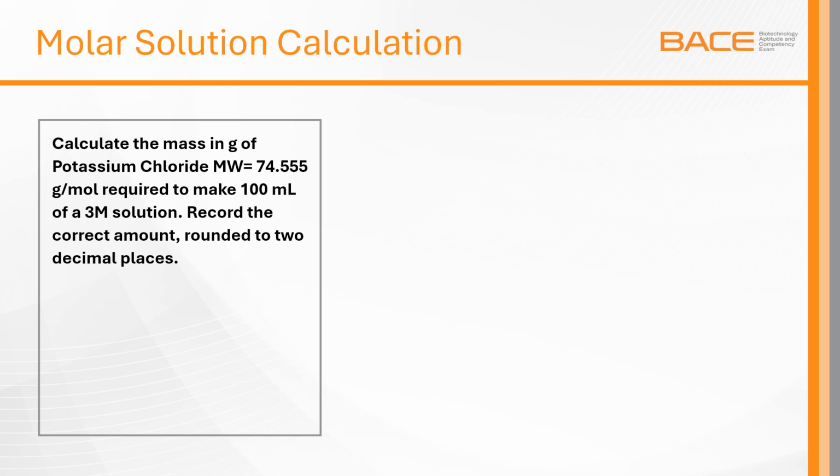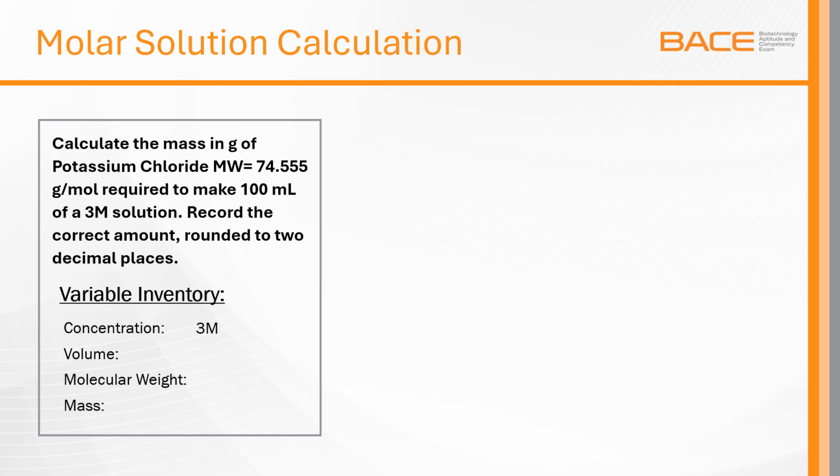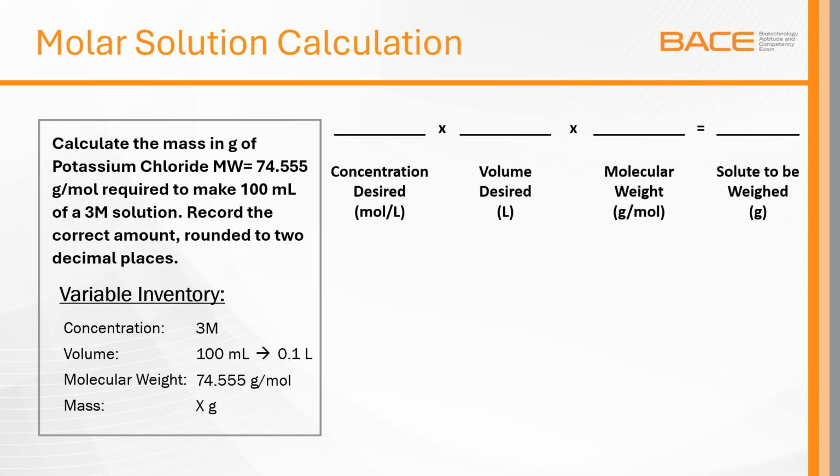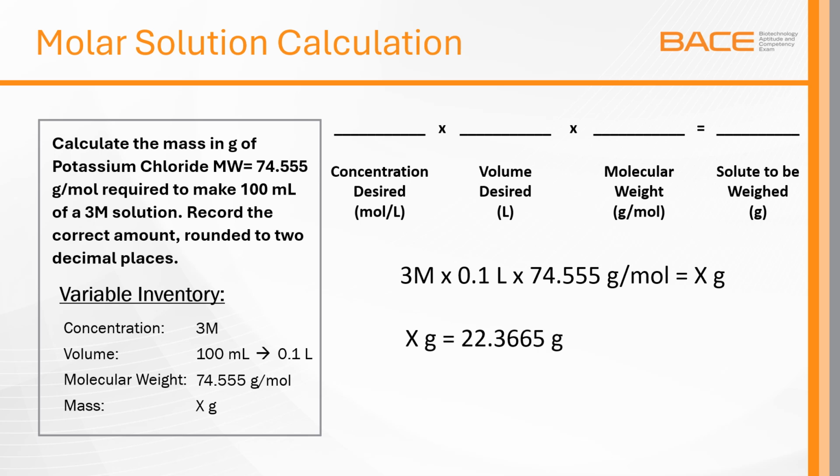Let us use the molar mass or molecular weight of potassium chloride to prepare a 3-molar solution. We are given the desired concentration, 3 molar, the volume desired, 100 mL, and the molecular weight, 74.555 grams per mole. When we plug these variables into our equation, being careful to make sure the units match by expressing 100 mL as 0.1 liters, the units drop out, giving us the answer in grams. Remember to use the correct number of decimal places in your answer.